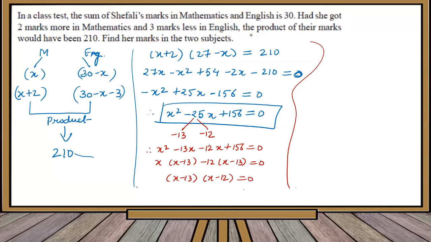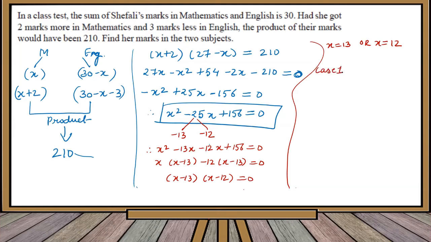So to solve this quadratic equation, I know by splitting up the middle term, minus 13 and minus 12 will add up to minus 25 and 13 times 12 is 156. So the required factors which I get are x minus 13 into x minus 12 is equal to 0. So either x is equal to 13 or x is equal to 12. Okay, so both can be the marks, right? We'll consider both because none of them is negative, right? So we can consider 2 cases.